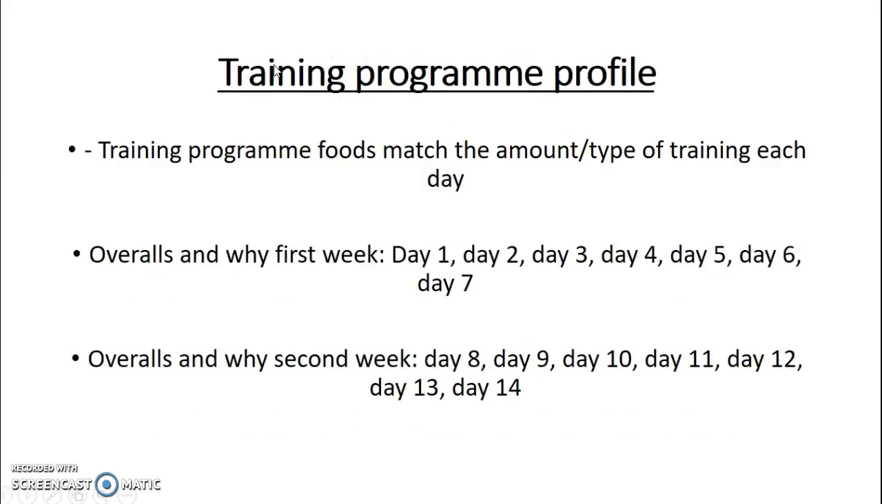Okay, so the training program profile. The training program foods match the amount and type of training each day. As I've shown you in my diet plan, I've shown you the overalls for each day. So the first week with day 1, 2, 3, 4, 5, 6, 7, and the reason I've included certain foods is done in my justifications. For certain days there are different types of training, not to mention week 2 as well. So the certain days have different training, so they need to make certain calories depending on the length and the type of their training. It will be especially different on day 14 when it's the actual final, and on rest days as well. So the overalls are different for each day, and that's why there are different foods each day.